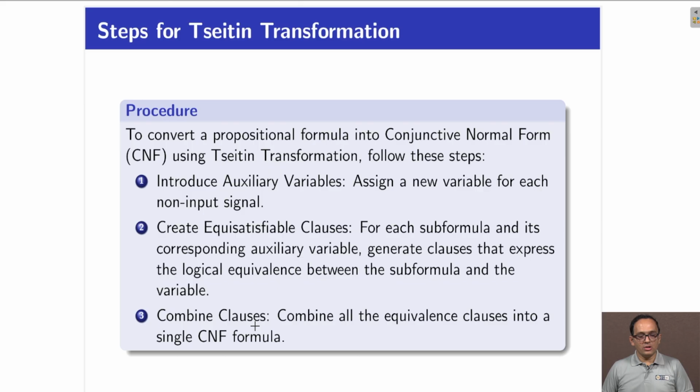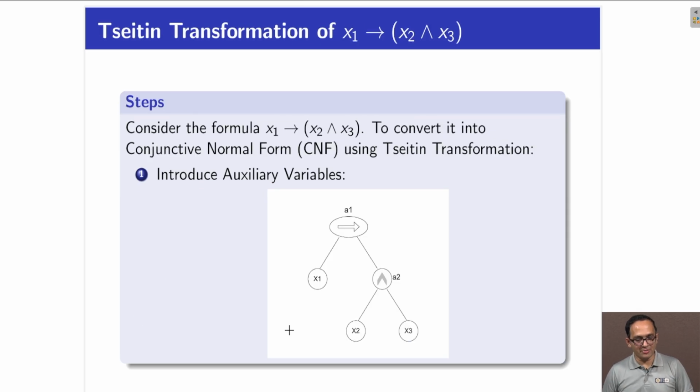Okay. So, now these are the steps for Tseitin transformation. Usually we introduce an auxiliary variable for each operator, and then I will create equisatisfiable clauses for each operator, and then I will combine the clauses. Okay. So, these are the steps. I will explain with an example.